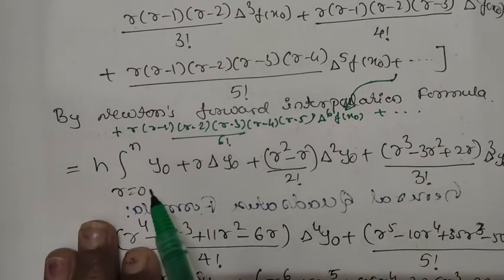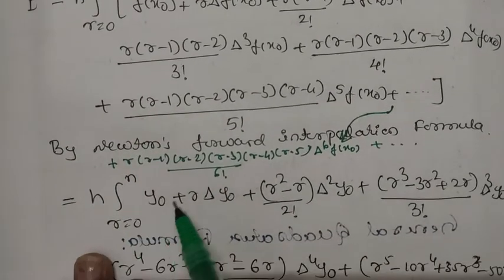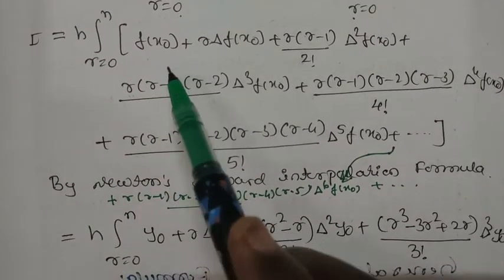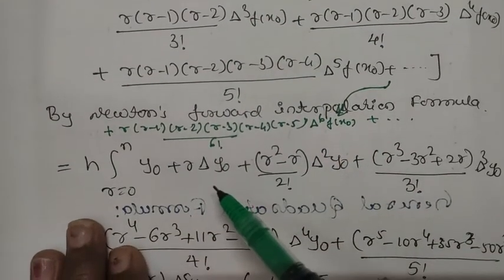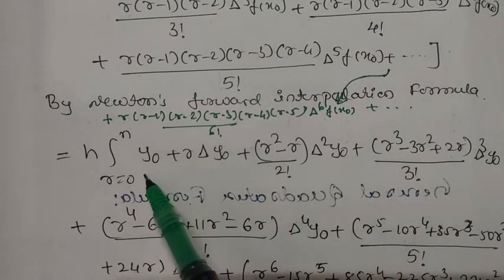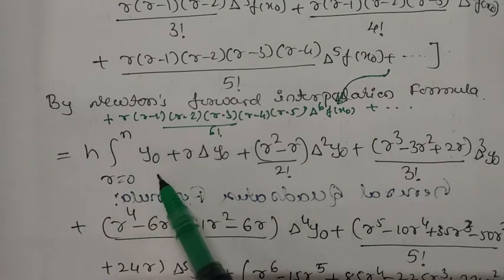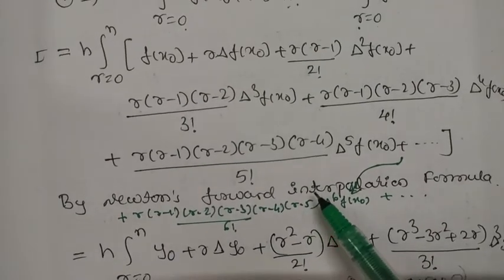Now this h stays as it is here, and we know f of x naught is y naught, so you just substitute y naught for f of x naught. So it is the integration from r equals 0 to n of y naught plus r into delta y naught. You just simplify these brackets.